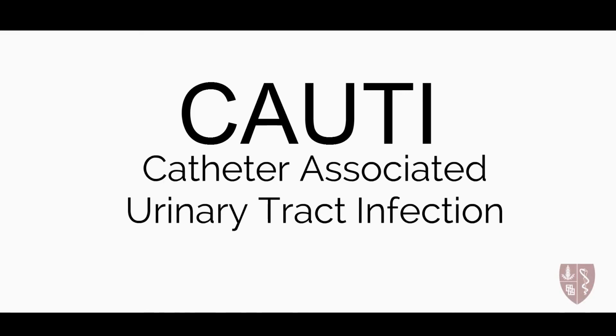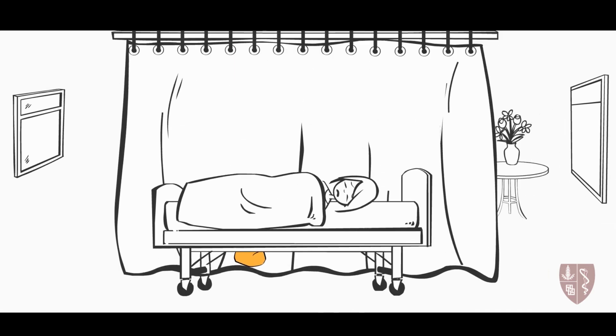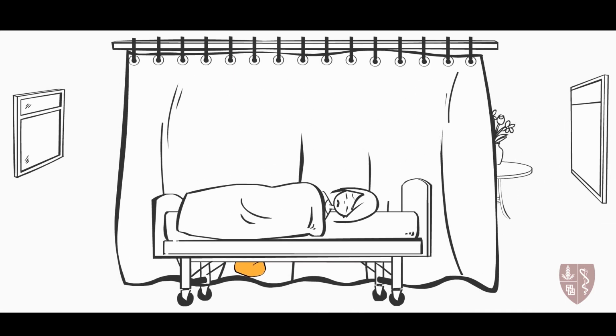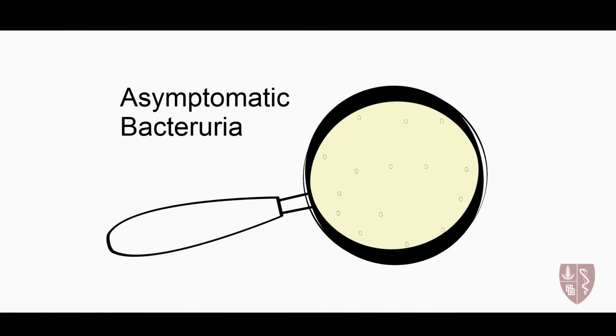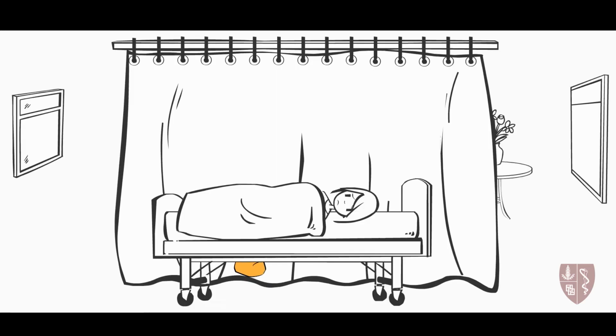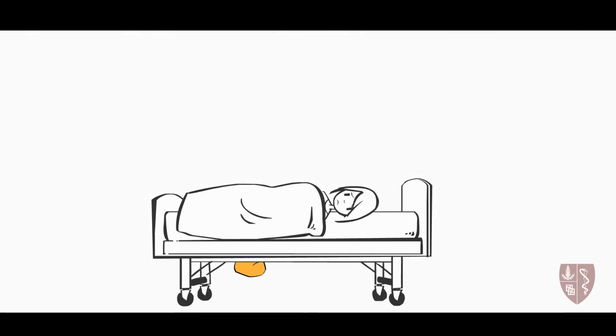Urinary tract infections, or UTIs, are the most common type of healthcare-associated infection in the U.S. However, the prevalence of asymptomatic bacteriuria, which does not require treatment, makes the diagnosis of true UTIs challenging. This is especially true in catheter-associated urinary tract infections, or CAUTIs.